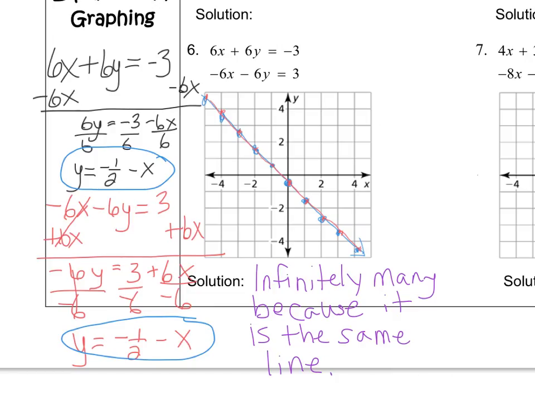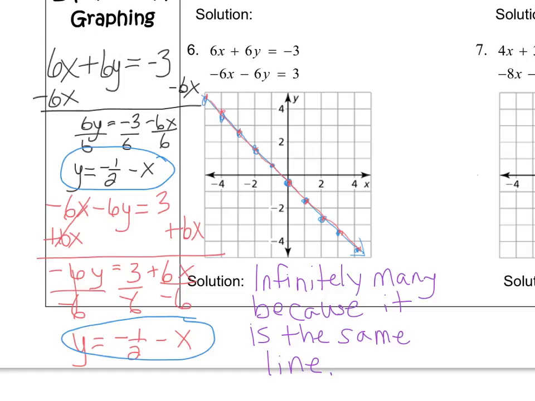So hopefully at some point while you were graphing these two lines, you realized you were dealing with the exact same line. They had the same slope, the same y-intercept. So it's two lines laying exactly on top of each other. So our solution is infinitely many because they're the same line.